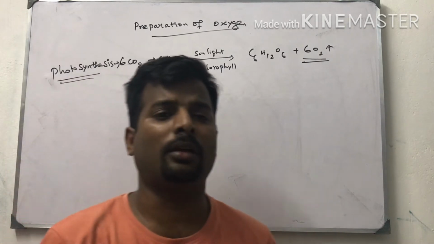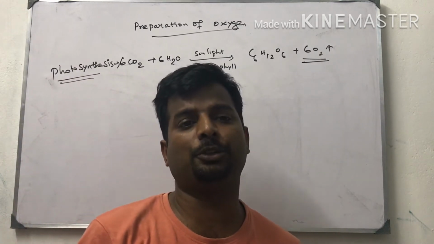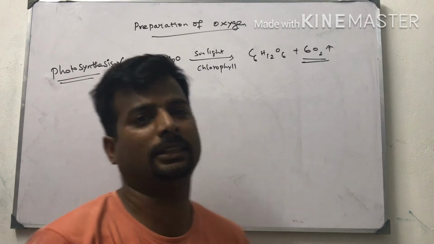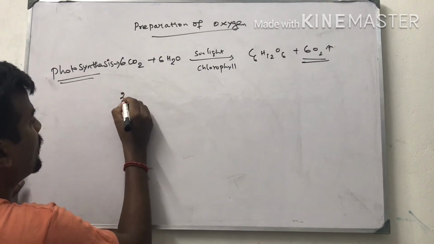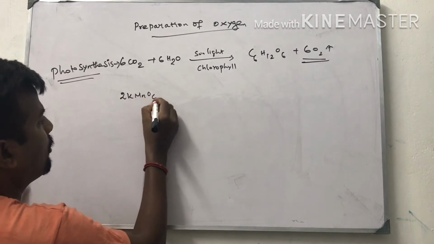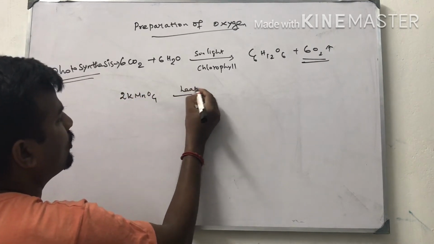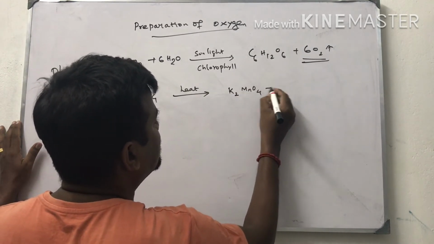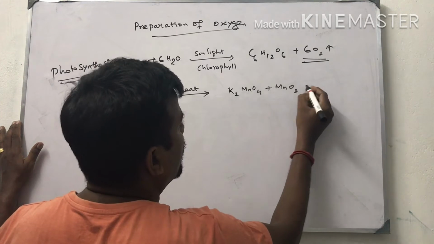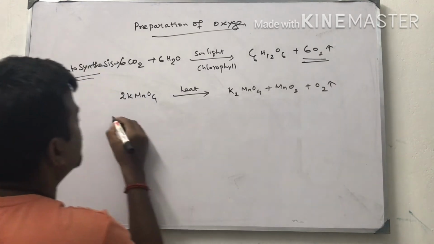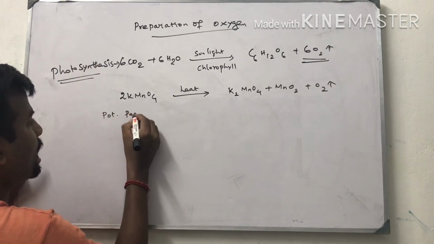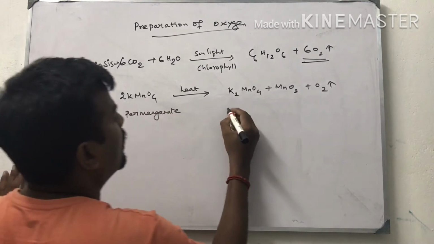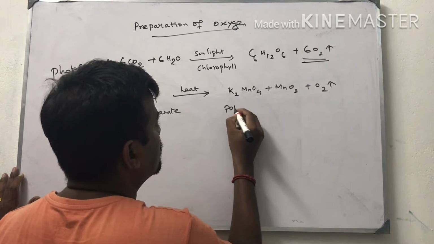Next method is thermal decomposition of oxygen-rich compounds like chlorates, permanganates, nitrates, etc. I will take potassium permanganate, 2 KMnO4. On heating it will give K2MnO4 plus MnO2 plus O2, oxygen is formed. This is called potassium permanganate, and this one is called potassium manganate.